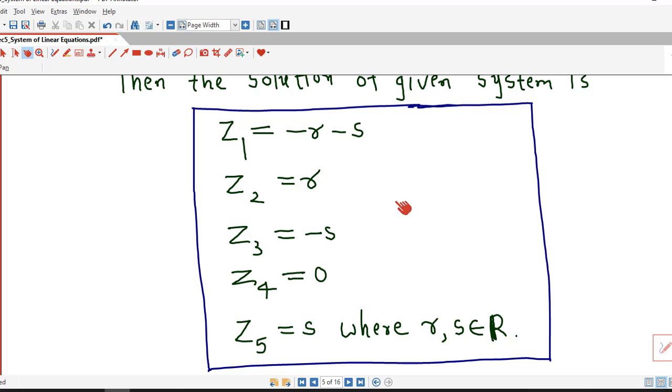The method is the same. We are just converting the augmented matrix into reduced row echelon form, and in the Gauss elimination method we are converting the augmented matrix into row echelon form. Otherwise the methods are exactly the same.